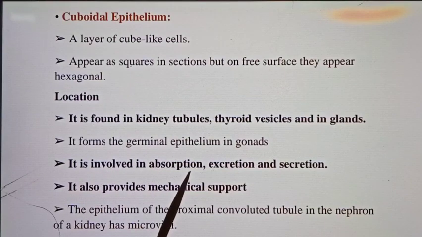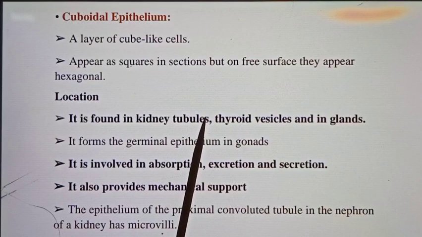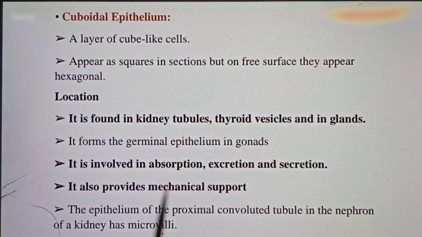It is involved in absorption, excretion and secretion. If they are present in the walls of the intestine, they help in absorption. Kidney tubules help in selective reabsorption, and they also help in excretion. Excretion means removal of waste material from the body of an organism. So at the cellular level they perform excretion.